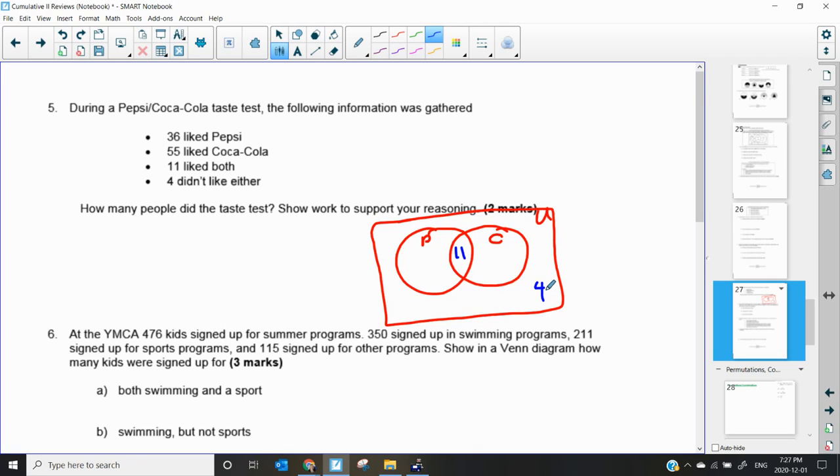Now, if 36 liked Pepsi, that includes those 11 people. So 36 take away 11 would be 25. And then Coca-Cola, 55 minus 11 would be 44.